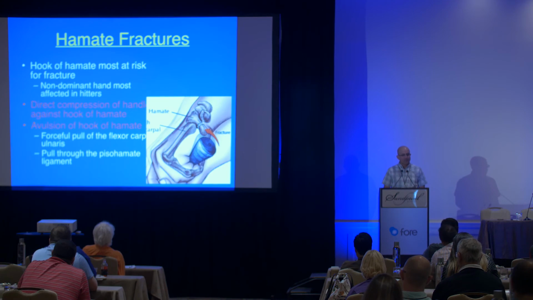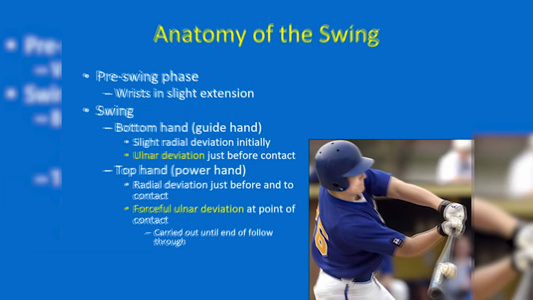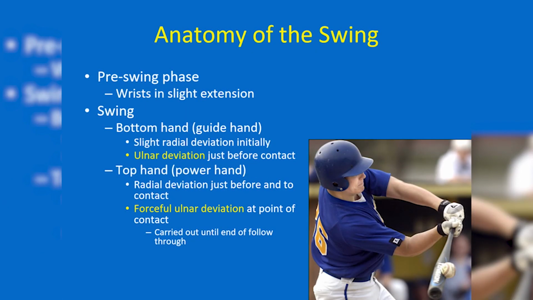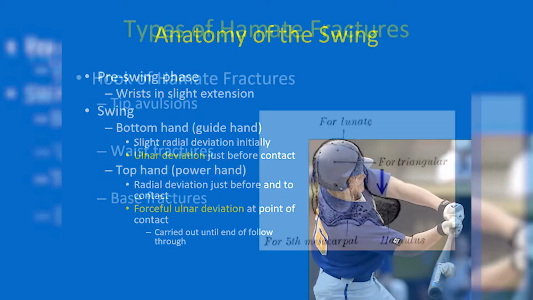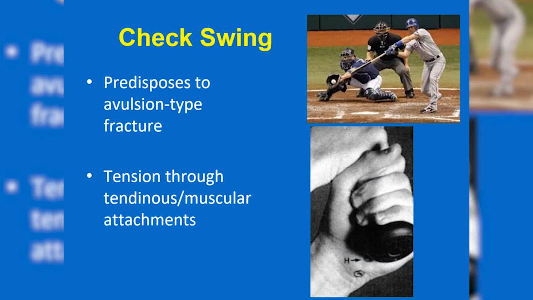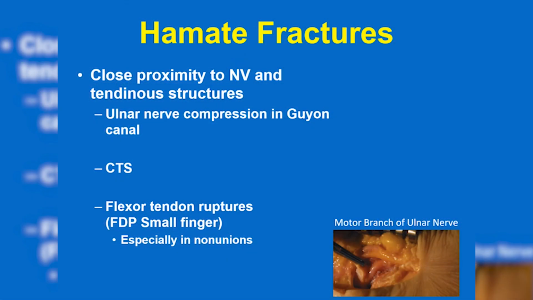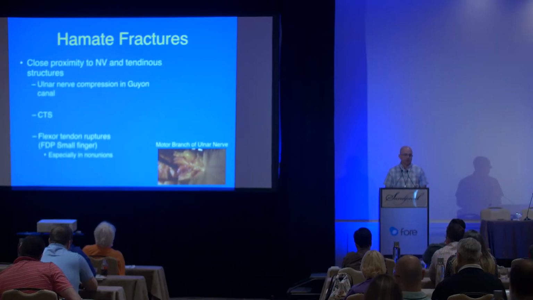So hamate fractures can occur when you're batting or playing golf. This is something that you don't want to miss. Again, getting back to exam, if someone has ulnar side wrist pain, if they're sore over the hamate, they can get hurt by batting, they can get hurt by playing golf. There's different types, different locations. Check swings potentially could occur. If they're sore over here, you don't want to miss this fracture because they can have a tendon rupture of the profundus to the small finger. So it's a very annoying injury to have.